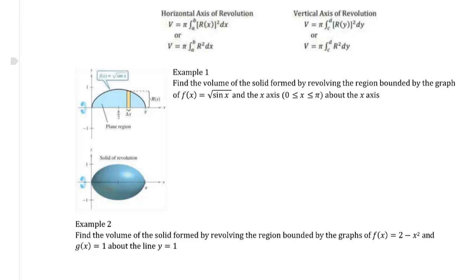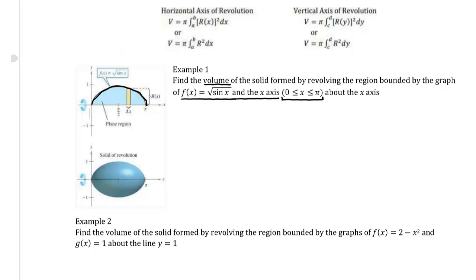In this example, we are going to find the volume of the solid that is formed when we take the region bounded by the graph of the square root of sine x and the x-axis between 0 and pi, and we're going to rotate that region about the x-axis. So here we have a graph of the square root of sine x.